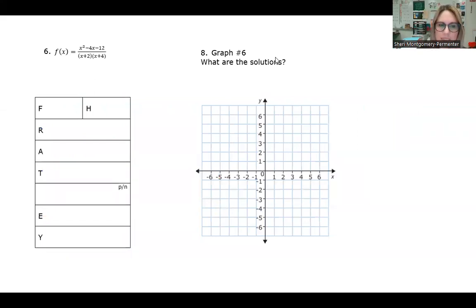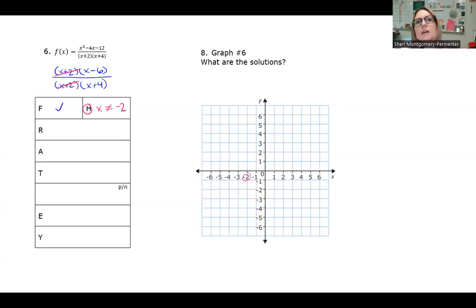For 6. Is it factored? No, so we need to factor it. So I need to multiply to make 12, add to make 4. I could do 2 and 6. Now that I am factored, are there any holes? Any factors that I'm removing? Very good. So there is a hole, and x cannot be equal to what? -2. There's a hole at -2. So one thing I can do is go over to my graph, and I can jot down that I have a hole at -2.